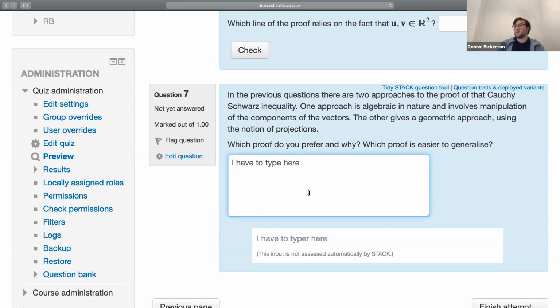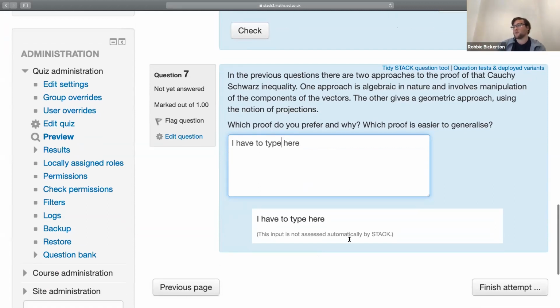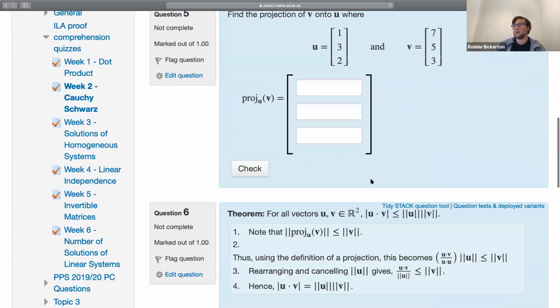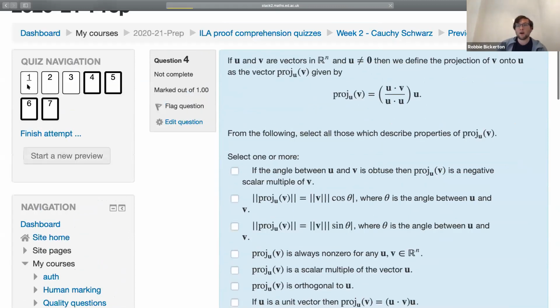We expect students to provide some form of reasoning in this box that has to be assessed by a human. And actually there's a box that comes up reminding me of that fact, that this isn't going to be assessed by Stack. So in this case, we're asking students to debate or to consider why one of the proofs of the Cauchy-Schwarz that they've met may be better or worse than one of the others. So the hope with that is just to try and get them to think about it at a slightly different level. And this is the formatting that we are using for all of our quizzes in ILA.